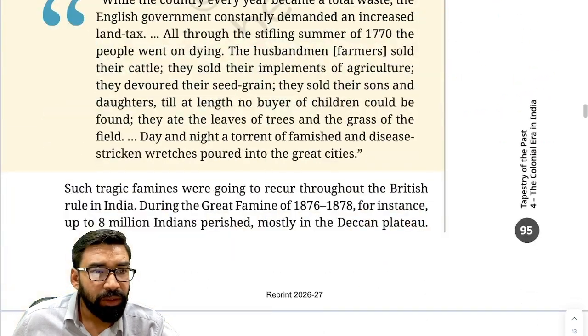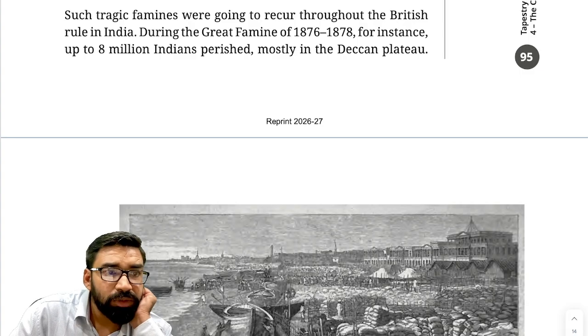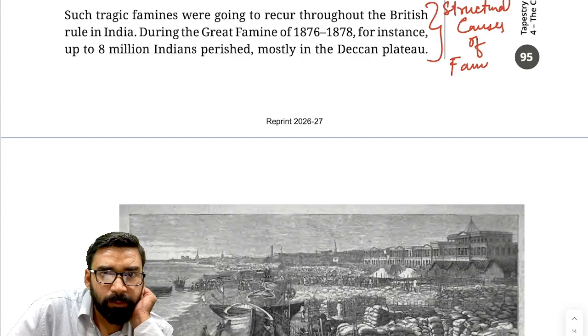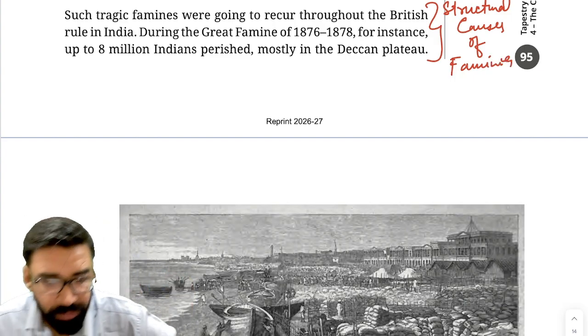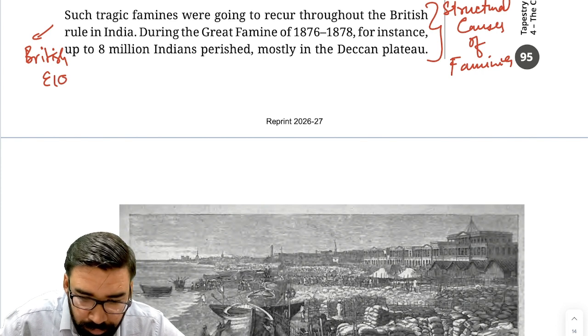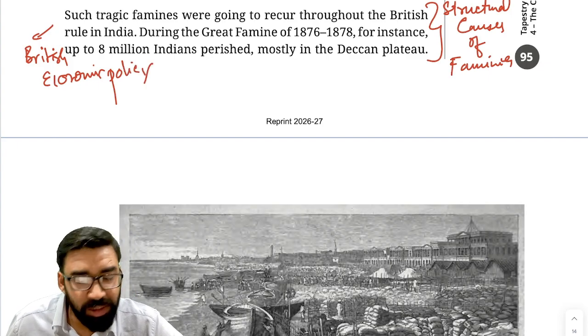Now, there are some structural causes of famine. The first important structural cause of famine was British economic policy. We need to understand here British economic policy. Now, what was the British economic policy that we need to understand?